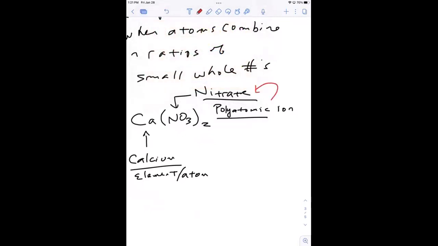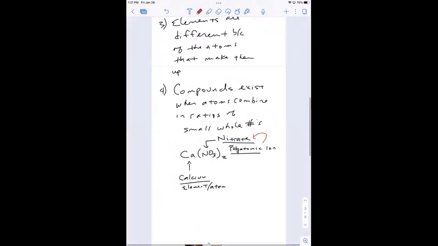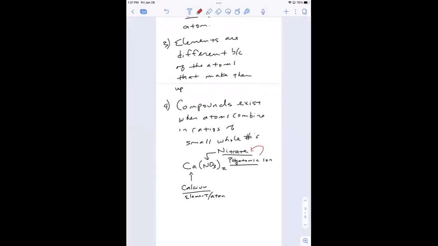And I'm gonna show you why we call it a polyatomic and why we call it an ion. Excuse me, can you go back to number 3? Thank you. So number 3 says elements are different because of the atoms that make them up. Number 4 says compounds exist when atoms combine in ratios of small whole numbers. All right, are we good now?